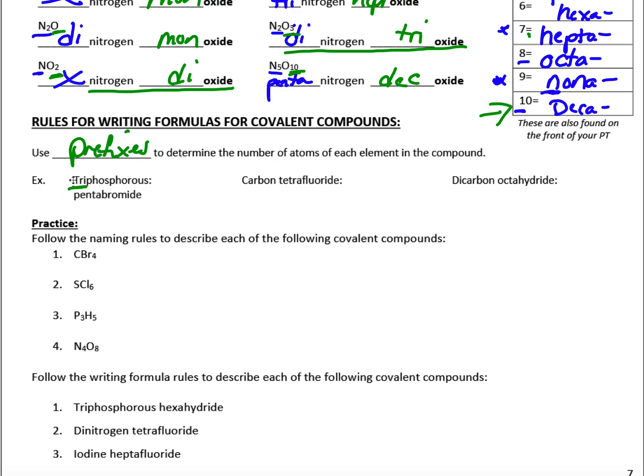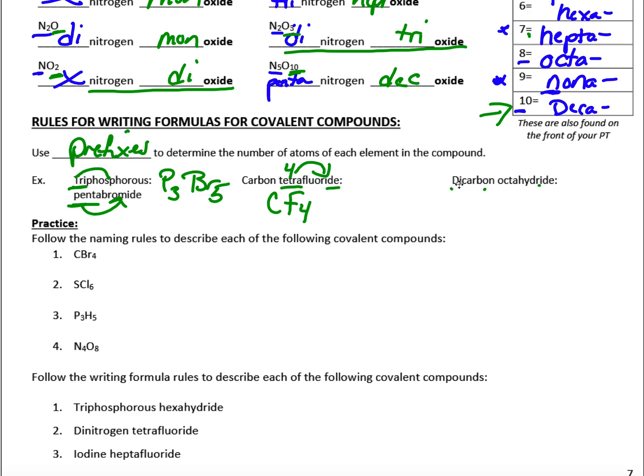Tri means 3. There's 3 of these things. What's phosphorus? P. And there's 3 of them. Penta is 5. There's 5 of those things. What's bromide? Well, it's bromine with the ending changed. So there's 5 of them. That's it. Carbon. I don't see a prefix. That means there's just 1 of them. Tetra. That means 4. Tetris. There's 4 of these things. What are those? Fluorides. What is fluoride? It's really fluorine. Remember we changed the ending to ide.